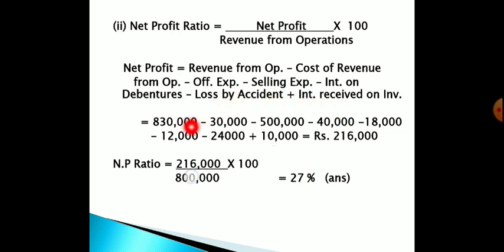So now writing the amount: 8,30,000 of revenue from operations, minus 30,000, that is return, minus 5 lakh is cost of revenue from operation, minus 40,000 of office expenses, 18,000 of selling expenses, interest on debenture 12,000, minus loss by accident 24,000, plus 10,000 is the interest received on investment. So the total of net profit is 2,16,000. So the net profit ratio is 2,16,000 divided by 8 lakh into 100, is 27%.